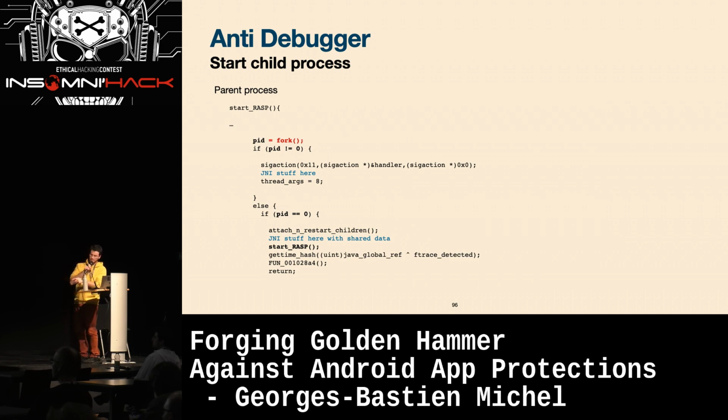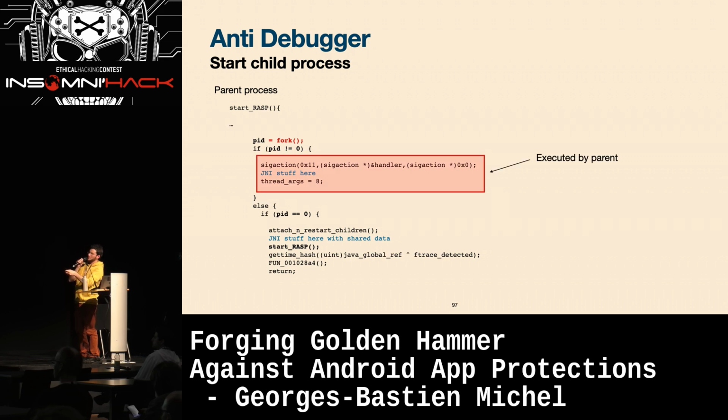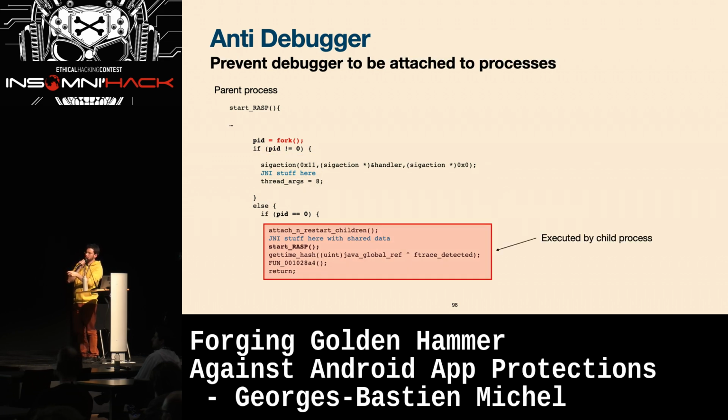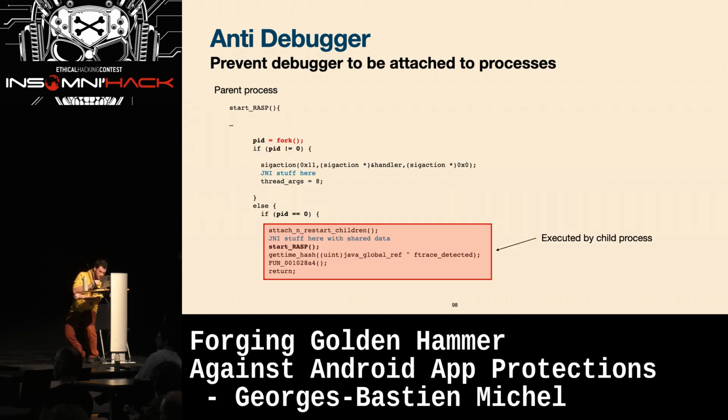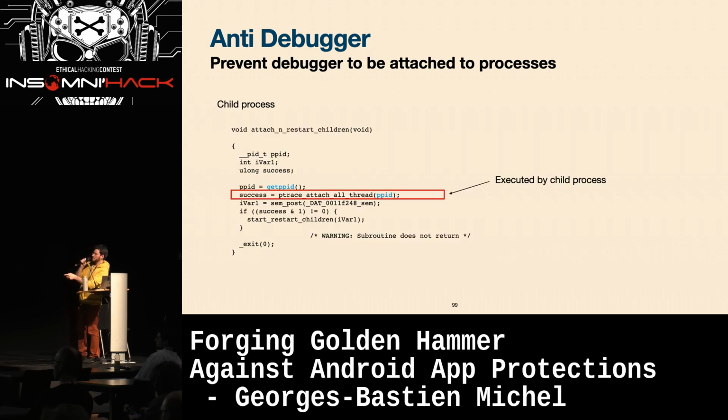Next is how the anti-debugger works in the RASP with a fork. This part of the code performs the fork. That means this part will be executed only by the parent, and this part will be executed by the child process. And in this case, the child process starts by doing a kind of attach.